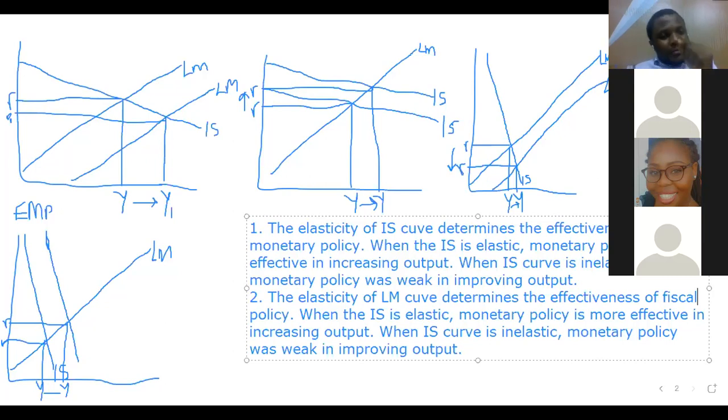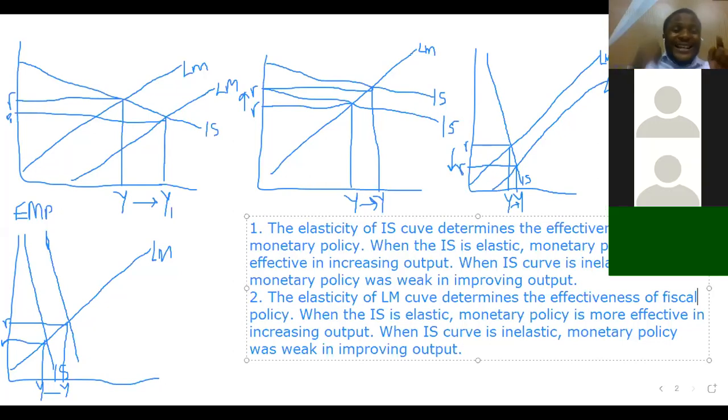What does that tell you? That tells you that when they are trying to pursue policy, there is a need for them to look at the elasticity of IS with respect to interest rate. That is when the monetary authority is trying to consider a policy. Again, when the government is trying to consider a policy, the Ministry of Finance, the minister, there's a need for them to consider the elasticity of the LM curve with respect to interest rate. Because that elasticity will determine how effective that policy will be. So that means the elasticity of the LM curve determines the effectiveness of what?